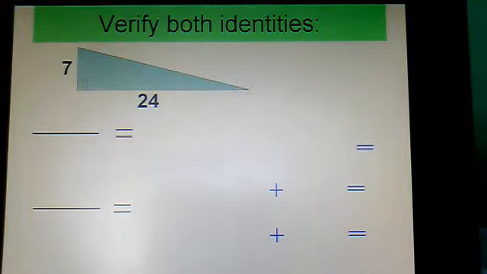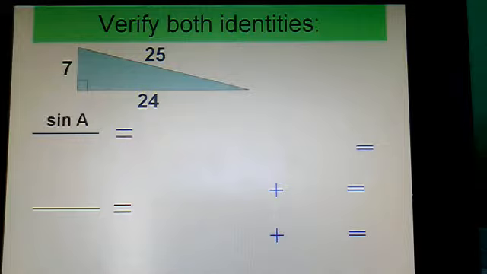And of course, you square the 7, you get 49. You square the 24, you get some big number. You add those two big numbers together and you get 625. And the square root of 625, of course, is 25. So you're definitely going to have to be looking for Pythagorean theorem throughout the rest of this chapter and beyond.